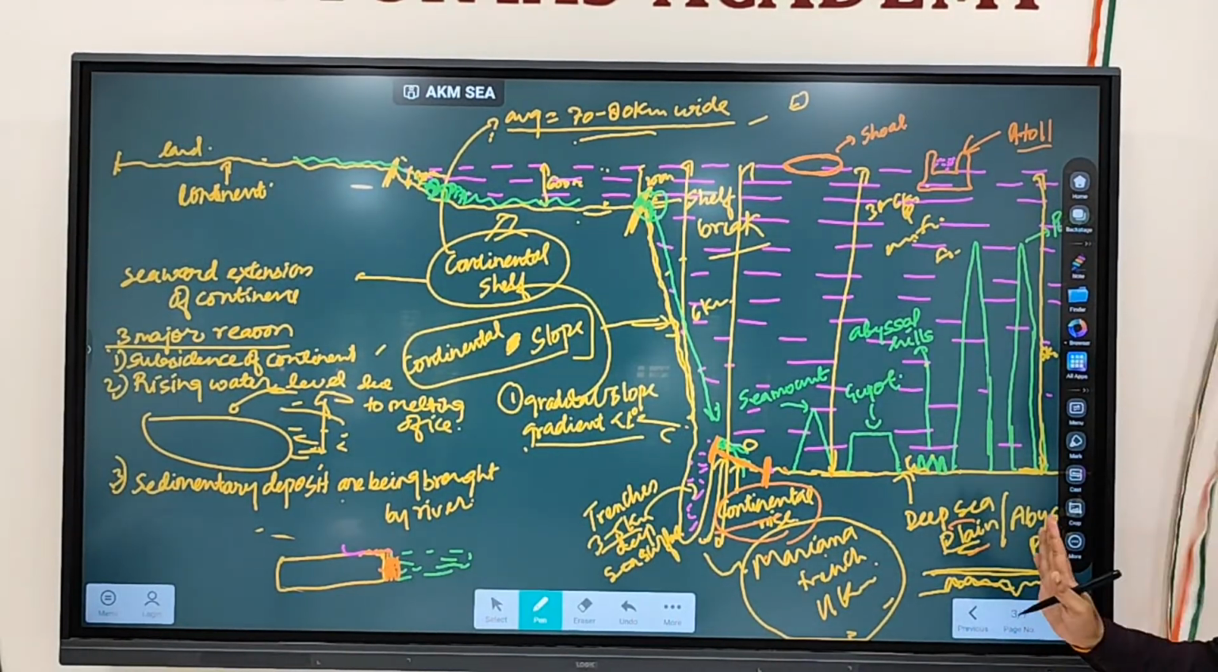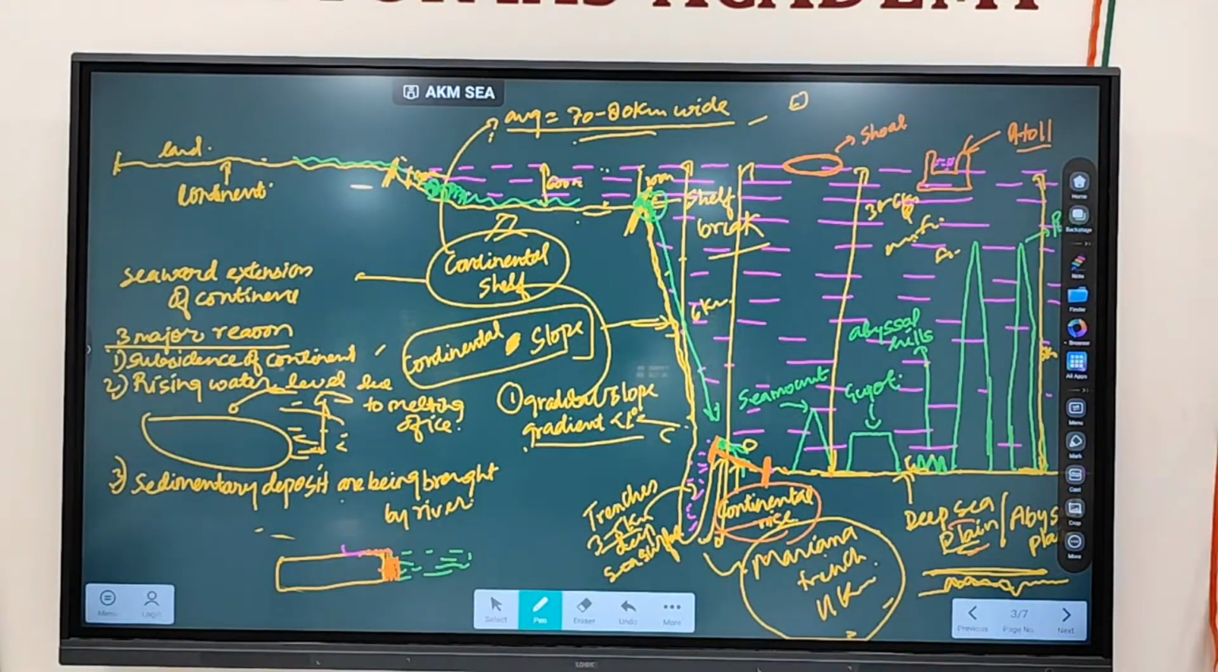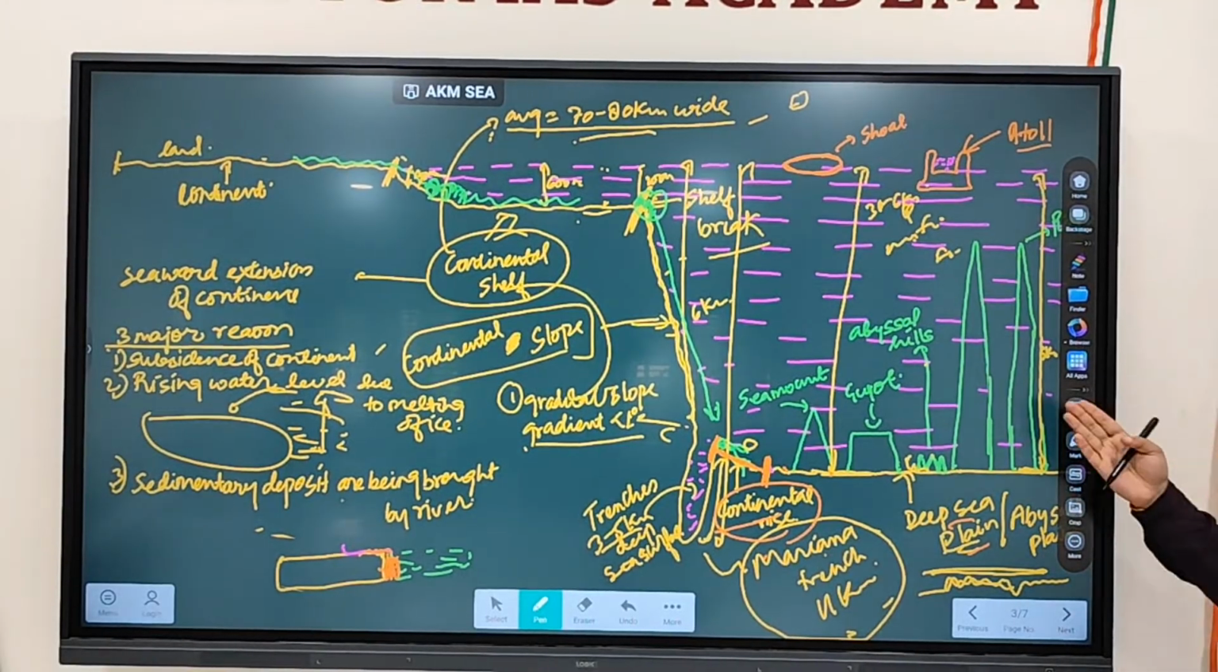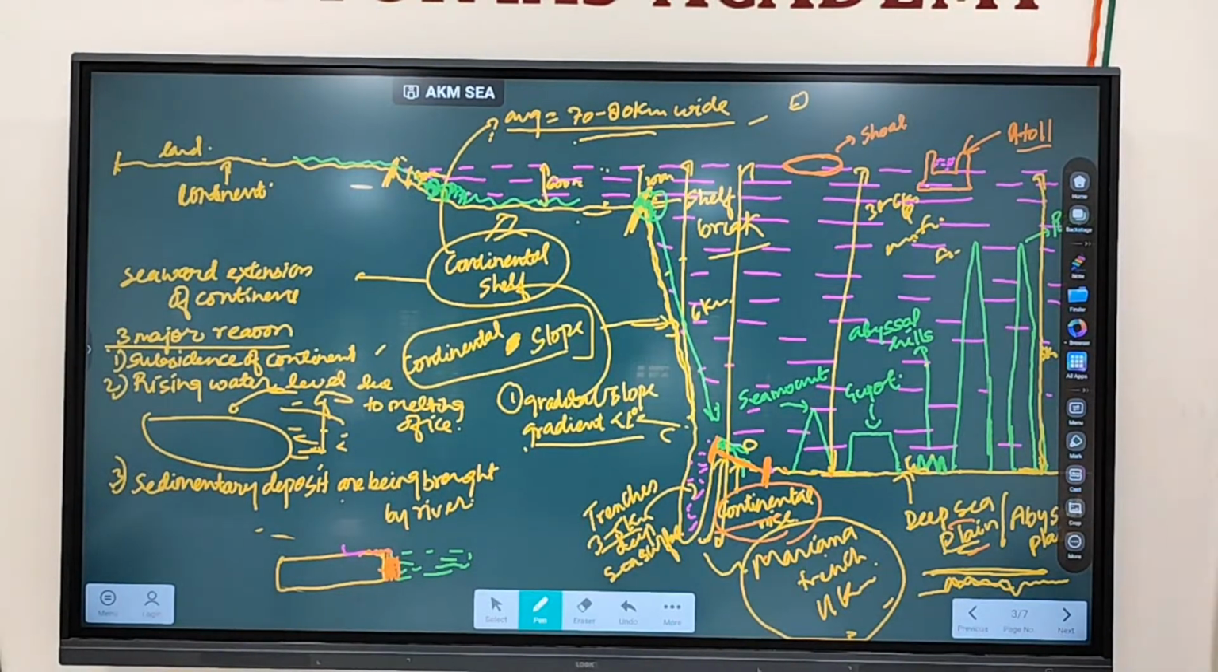Clear? So these are the features that you are finding inside the ocean in minor form. Minor relief features are your seamount, your guyot, your abyssal hills, your ridges, your trenches, your canyons. These are referred to as the minor oceanic relief. So you may get a question like this.